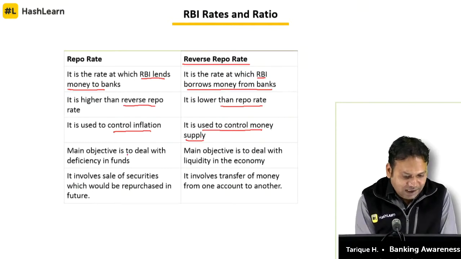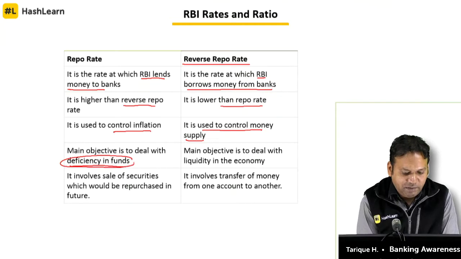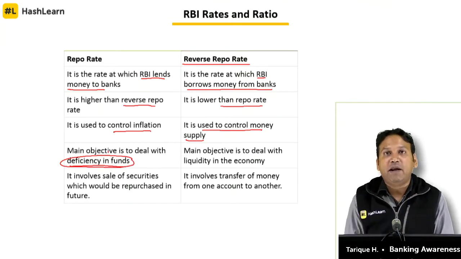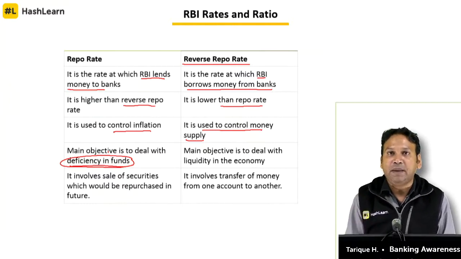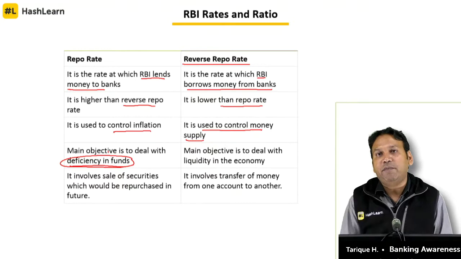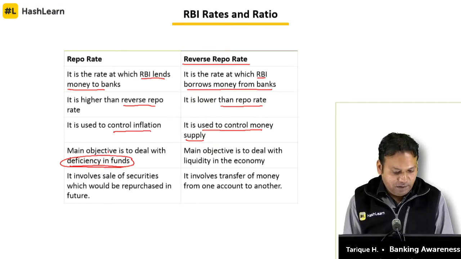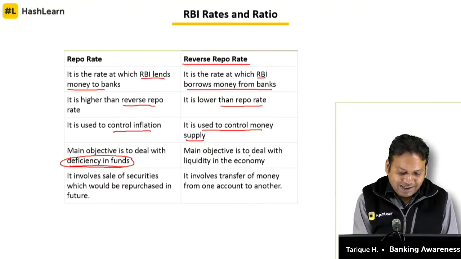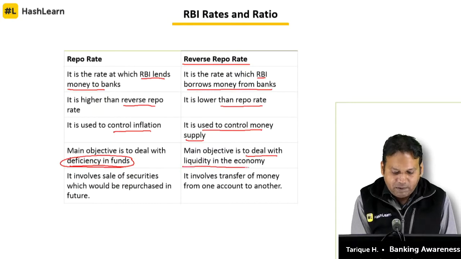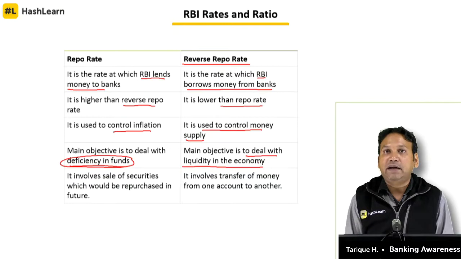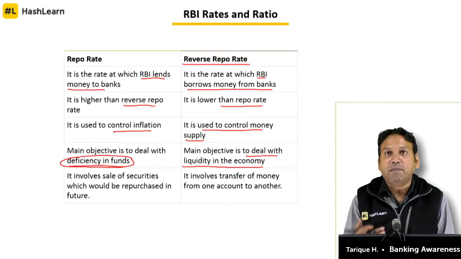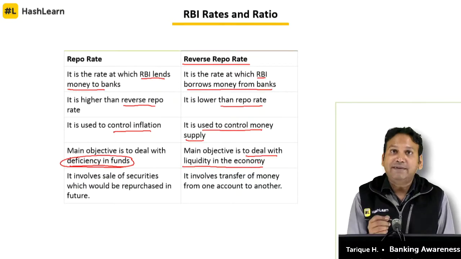The main objective is to deal with deficiency in funds, मतलब banks के लिए, not RBI. Main objective of repo rate is for dealing with deficiency of funds. Banks के पैसे नहीं है, urgent requirement है, clear? So overnight they can borrow money through repo rate through RBI, and main objective is to deal with liquidity in the economy. जब ज़्यादा पैसे हैं इकोनॉमी में तो उसको हैंडल करने के लिए, मैनेज करने के लिए रिवर्स रेपो रेट यूज होता है.